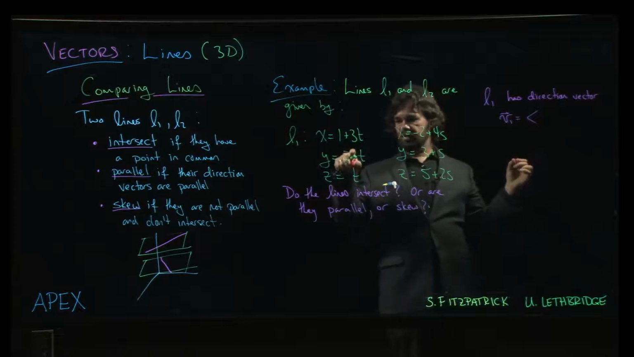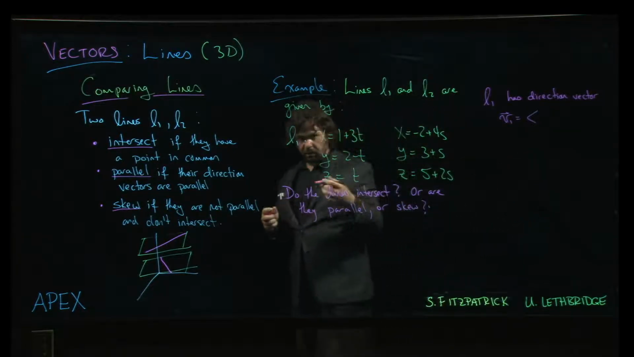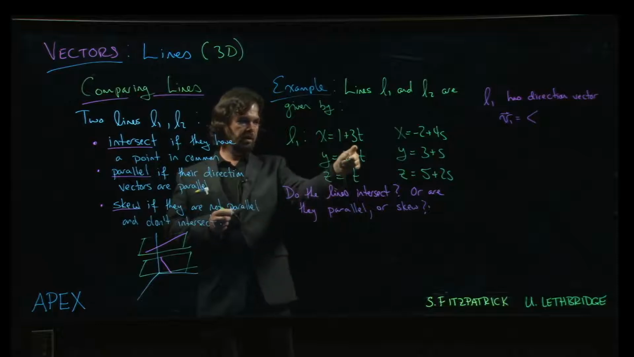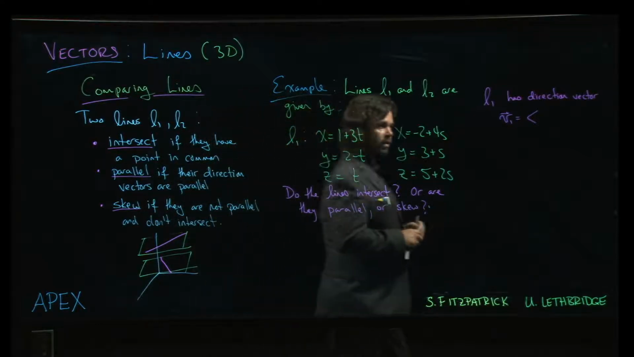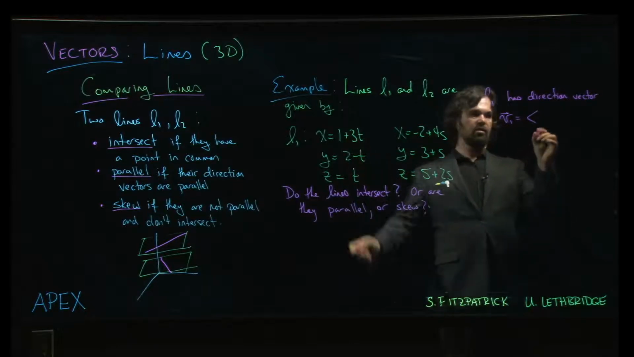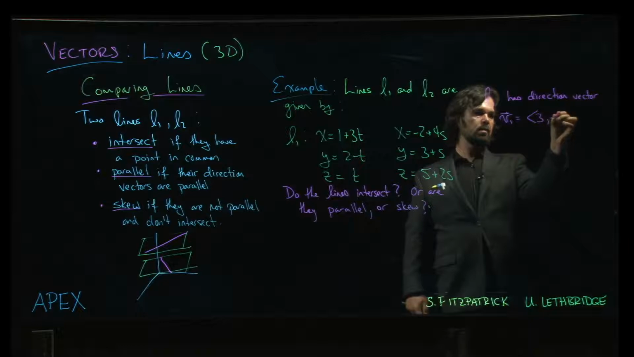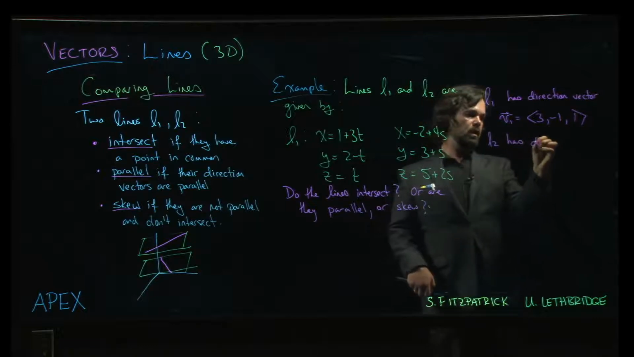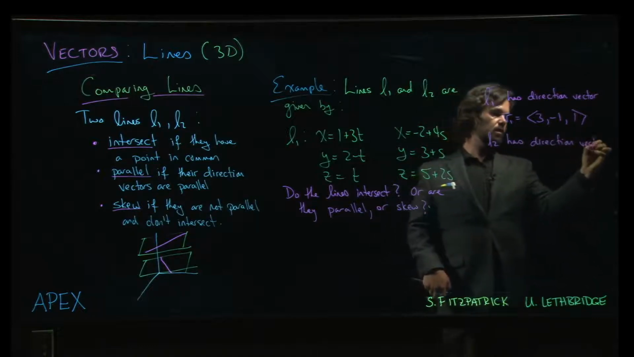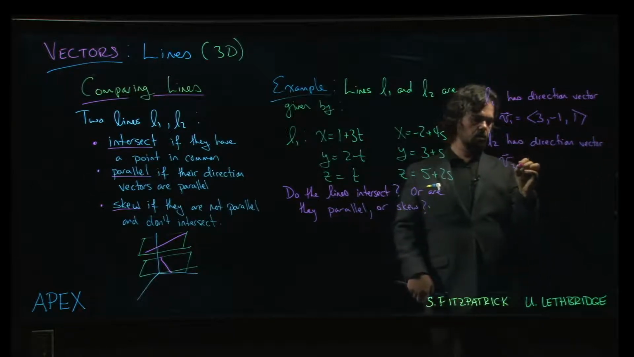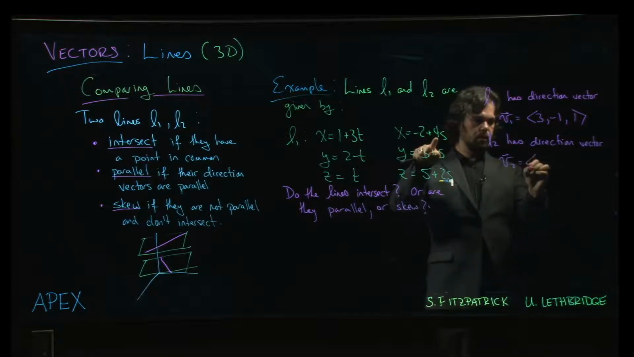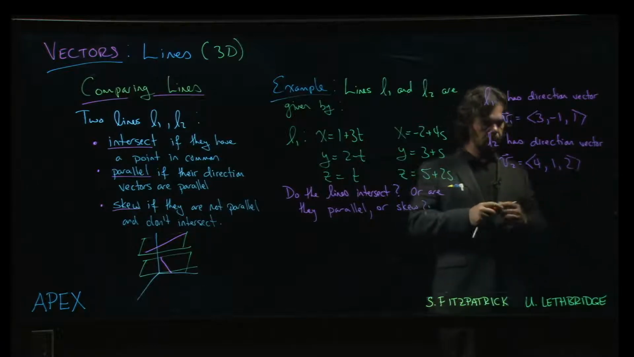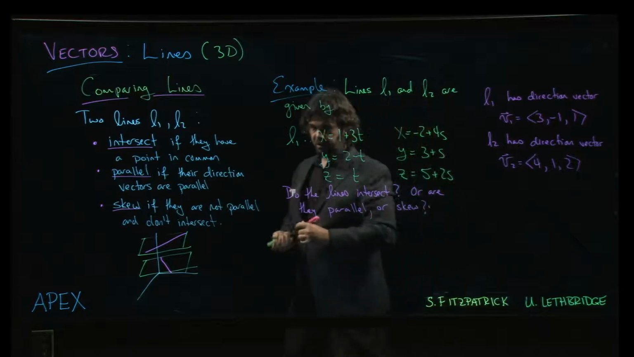And we can just read off these numbers, right? If you think about comparing the vector form of a line, the equation of a line, to these parametric equations for a line, right? The coefficients of the parameter t tell you the direction vector. So the direction vector in this case is 3, minus 1, and then 1, right? L2 has direction vector V2, and now we have 4, 1, and 2. Okay, and those two vectors, they are not parallel, right?